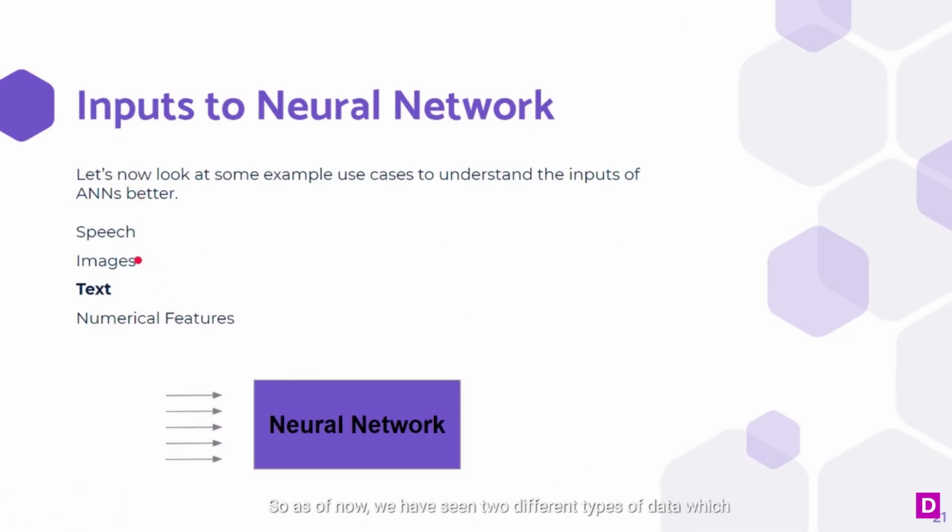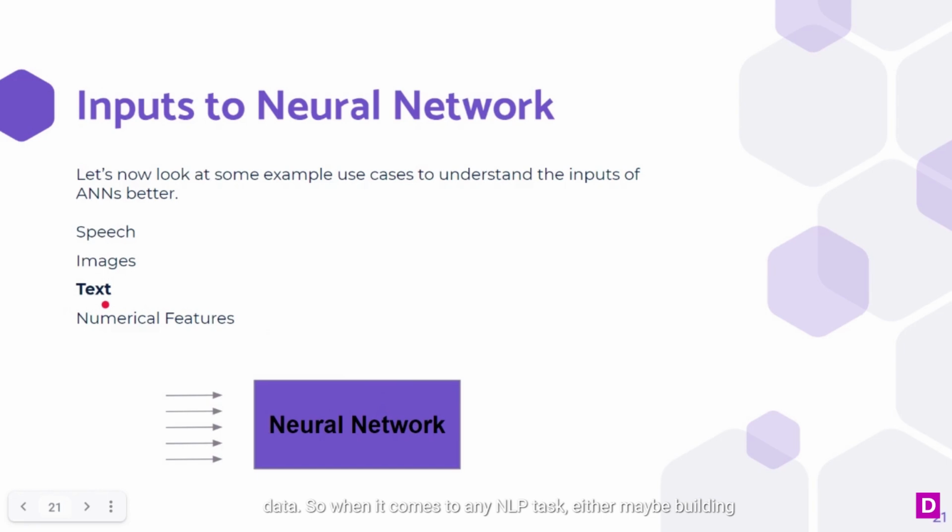So as of now, we have seen two different types of data which we can feed into the neural network. That is a preliminary step which we follow in order to convert these different types of data into numerical form before feeding it into the neural network. Now it's time to deal with another type of data, that is textual data.